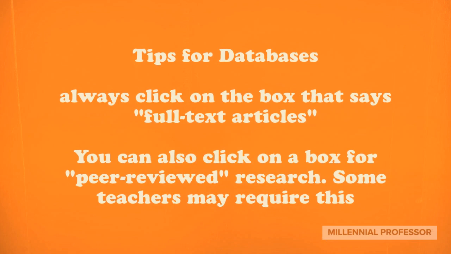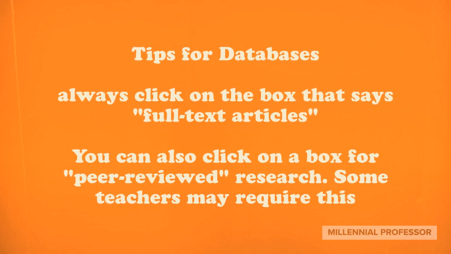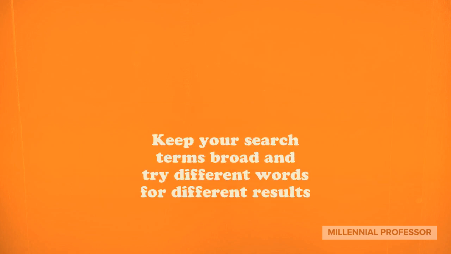So some general tips for using the databases are, first, always click on the box that says full text articles. And this is going to make sure that you're only getting full text articles and not book reviews or links to articles that you have to pay for. You also want to click on the box for peer-reviewed research if that's something your teacher requires. Some teachers do. I don't require it for this class, but just be aware that that is an option.